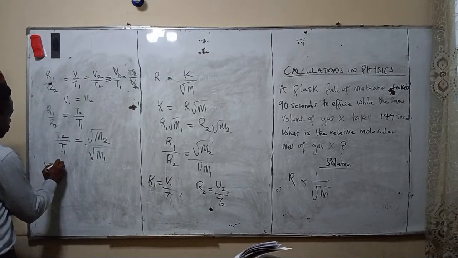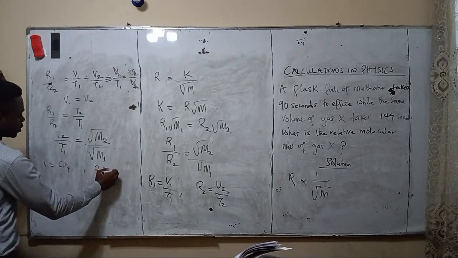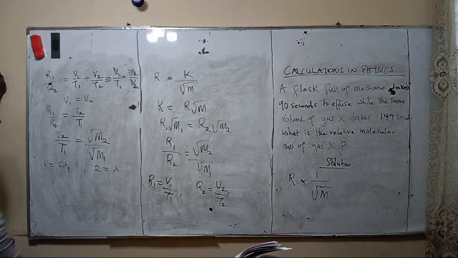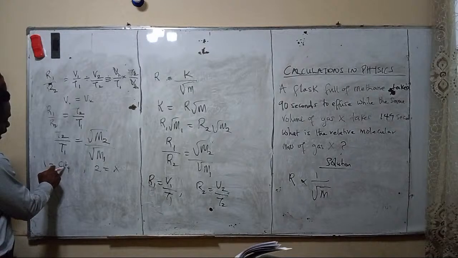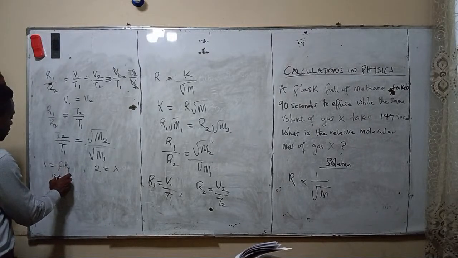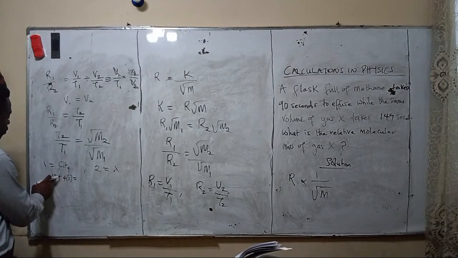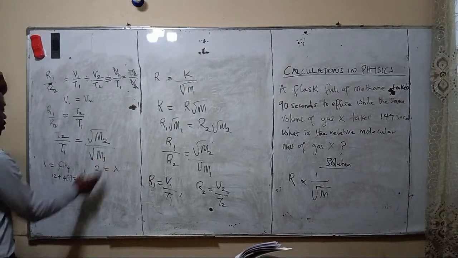This one represents methane, while 2 represents X. So we know the relative molecular mass of methane. Simply add carbon plus hydrogen: hydrogen is 1, hydrogen is 1, carbon is 12. So this is now 12 plus 4 times 1, which is 16. So the relative molecular mass of methane is 16. So we know methane M1 is 16.